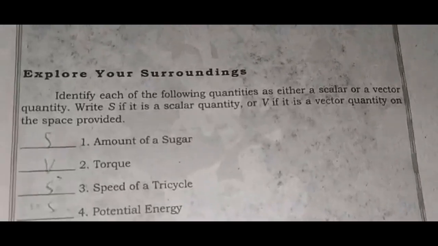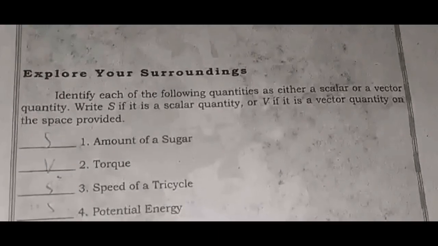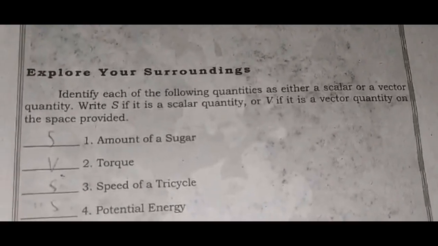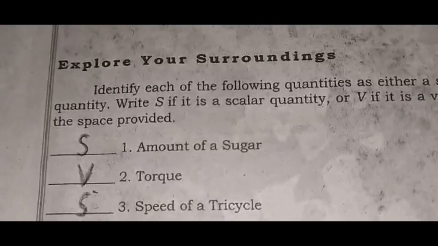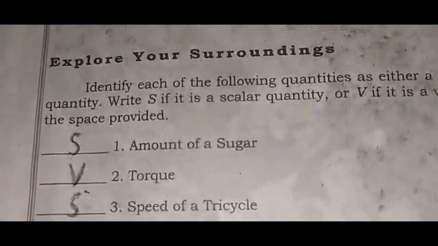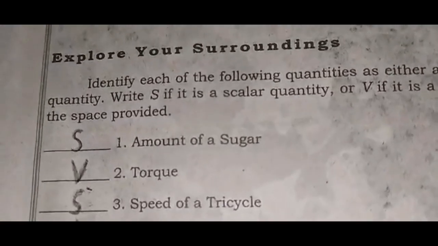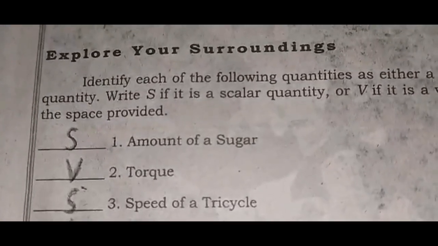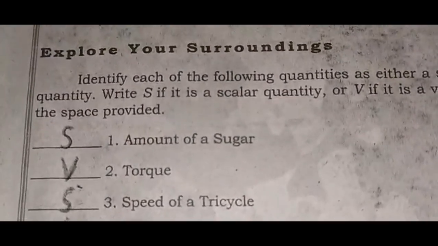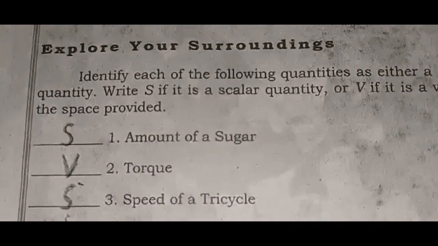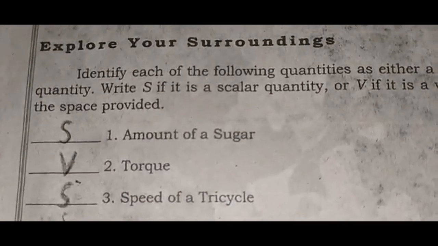So here in Explore Your Surroundings, we will identify each of the following quantities as either a scalar or a vector quantity. We will write S if it is a scalar quantity, and we will write V if it is a vector quantity on the space provided. First one is the amount of sugar. Amount of sugar only has a mass, so it is a scalar quantity. Next one is torque. Torque is inherently a vector quantity because part of the torque calculation is the determination of direction.